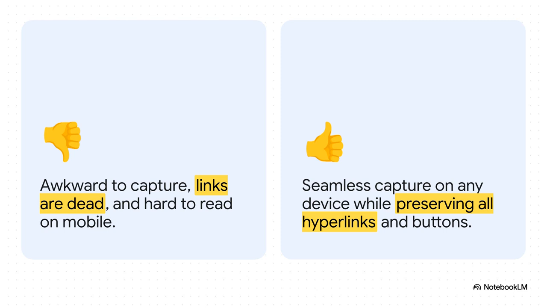So let's really break it down. On one hand, you have the screenshot. It's a static image. It's awkward to capture, it's hard to read, and most importantly, it's a dead end. The links just don't work. But an EmailShot link, that's a living document. It captures everything perfectly, and crucially, it keeps every single hyperlink and button active and totally useful.